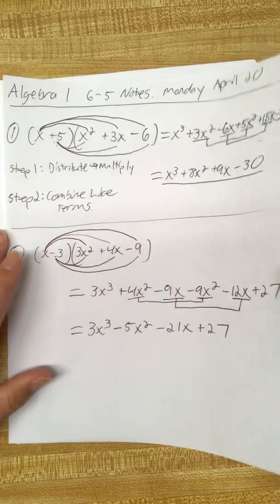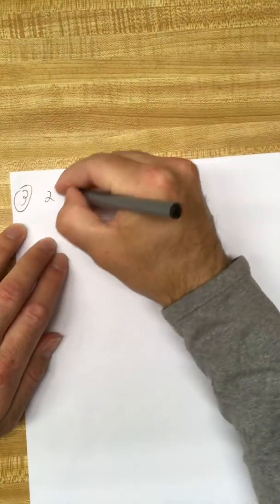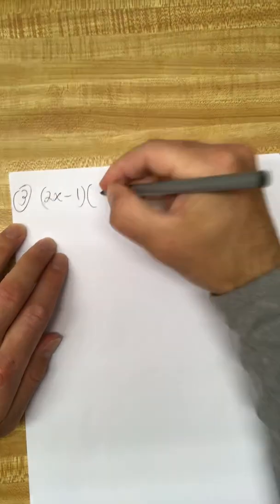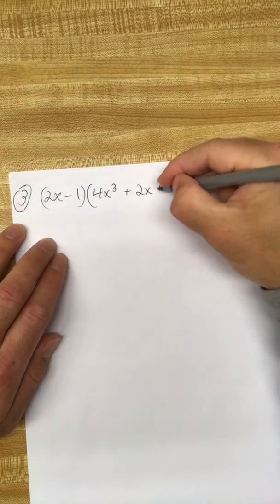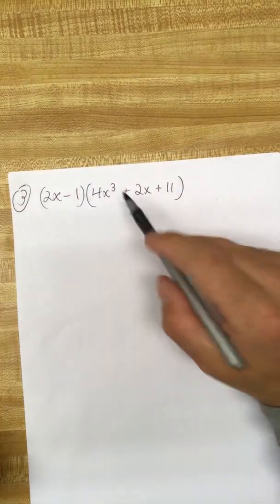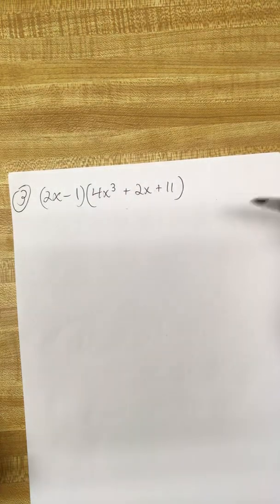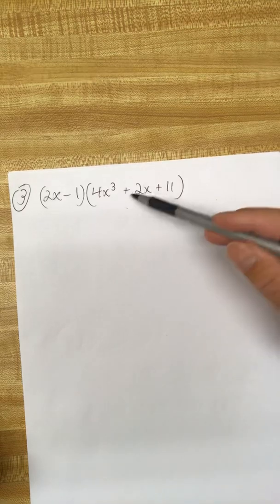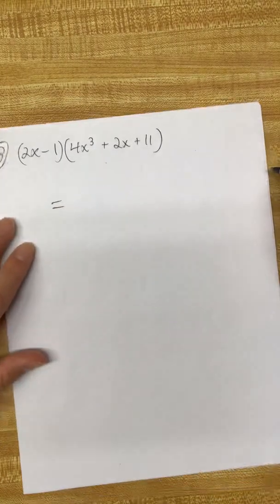All right, so let's take a look at one more of those. All right, so it's not always going to go in order. This one I mixed it up a little bit. We have 4x cubed there, then 2x plus 11. Again, they're all different terms there, but we are missing an x squared there. Okay, so just trying to mix it up a little bit here. Just always be aware of what we're doing.